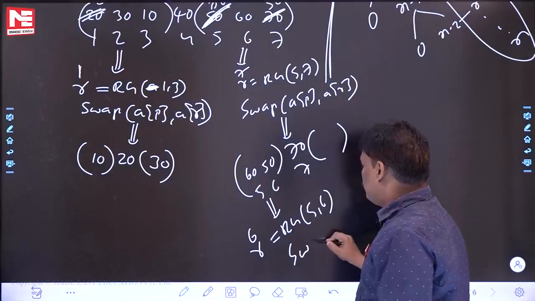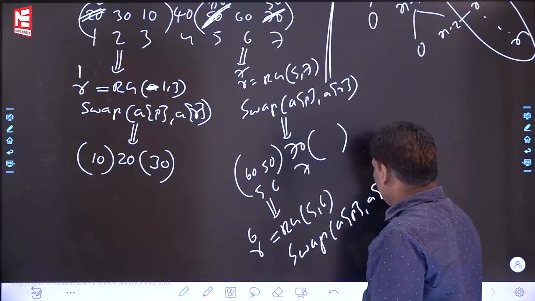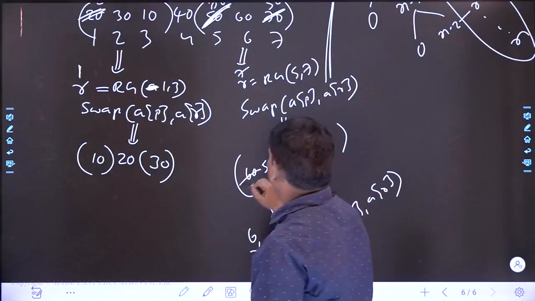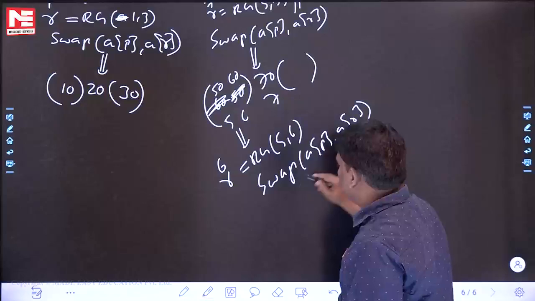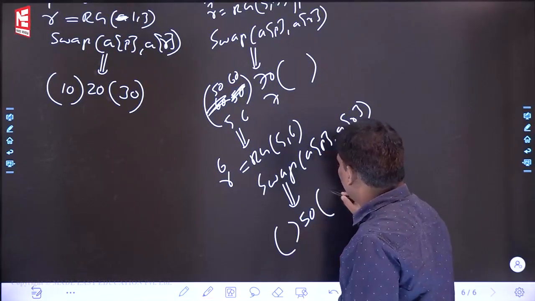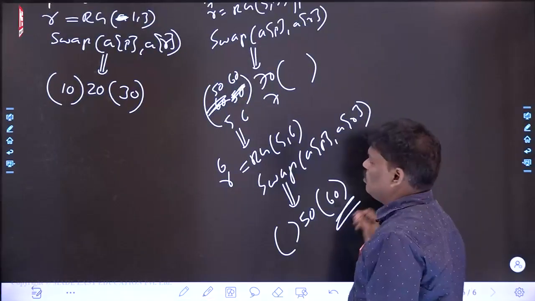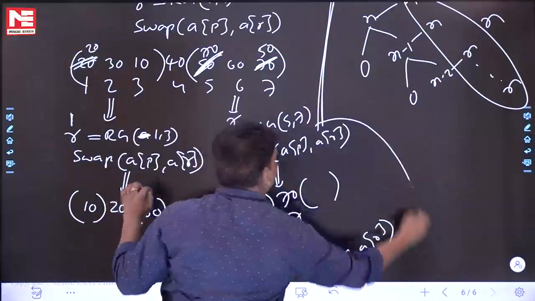Next one, swap A of P, A of R. Then swap them. This is 50. This is 60. After swapping, apply the partition algorithm. What is the answer? 50 will go to the correct place. Less than 50, once, and more than 50, 60. One element there, stop. Now if you observe clearly, see this one.